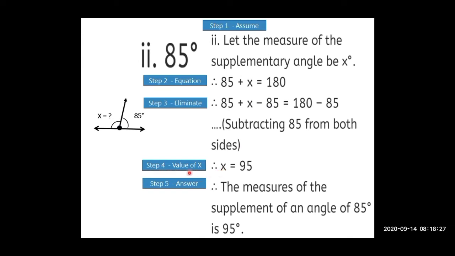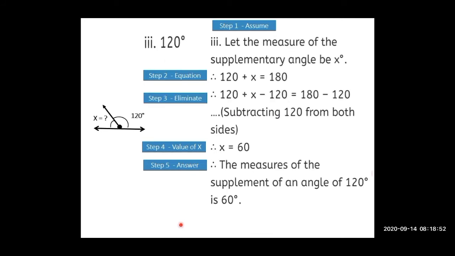So our fourth step is the value of x. Therefore, x equals 95, because 180 minus 85 equals 95. Our last step, step number 5, is the answer. Therefore, the measure of the supplement of an angle of 85 is 95.